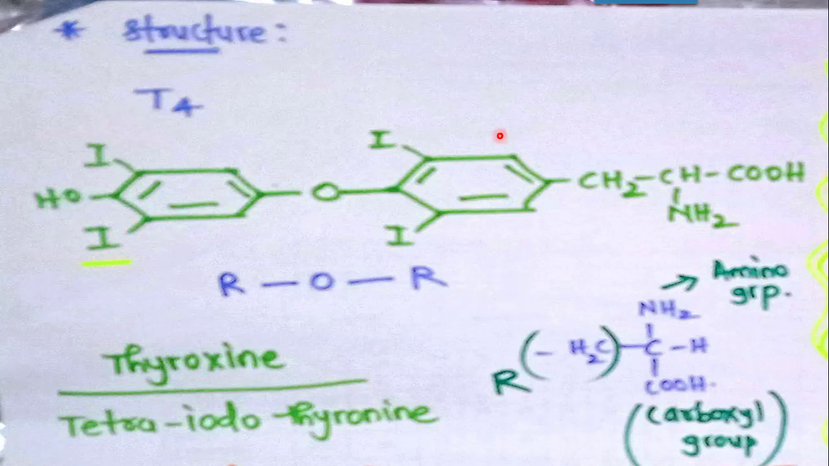So in this structure, one phenyl ring has the hydroxy present at the para position, and at the para position of the other phenyl ring, this amino acid kind of structure is present. Multiple amino acids contribute to protein, so that is the protein's amino acid structure. And 4 iodines are there since it is T4.